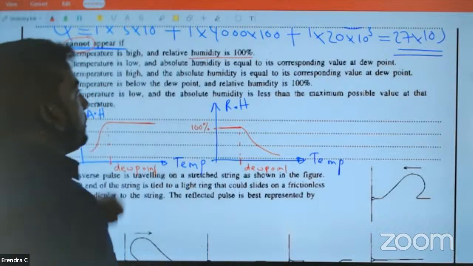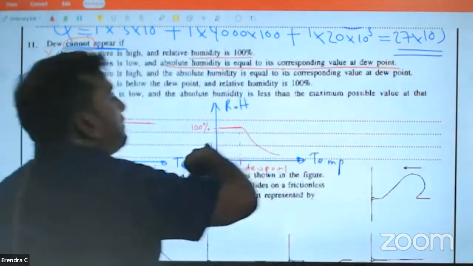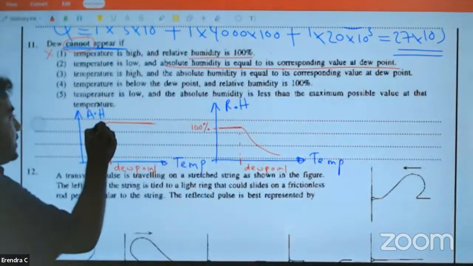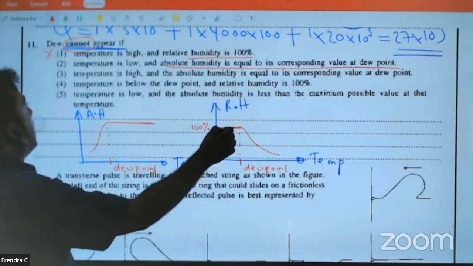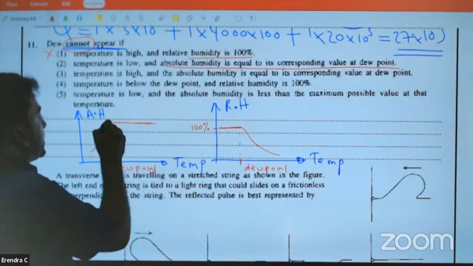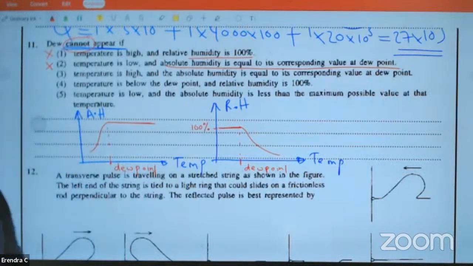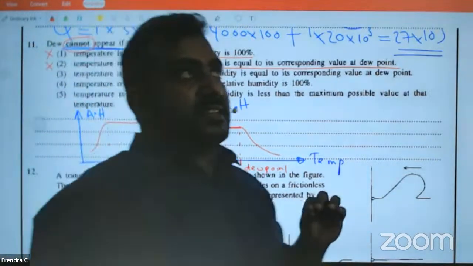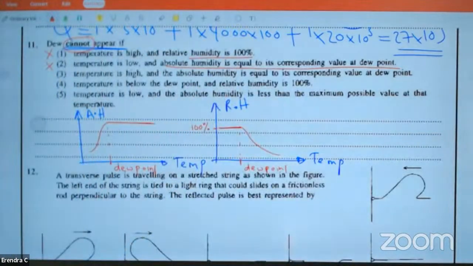Temperature is low, absolute humidity is equal to the corresponding value at dew point. Absolute humidity equal to the corresponding point at dew point means RH is 100%. RH is 100% means dew has been reached. The second one is also wrong. Whether temperature is low or high does not bother; there's a point, and at that point only that matters.